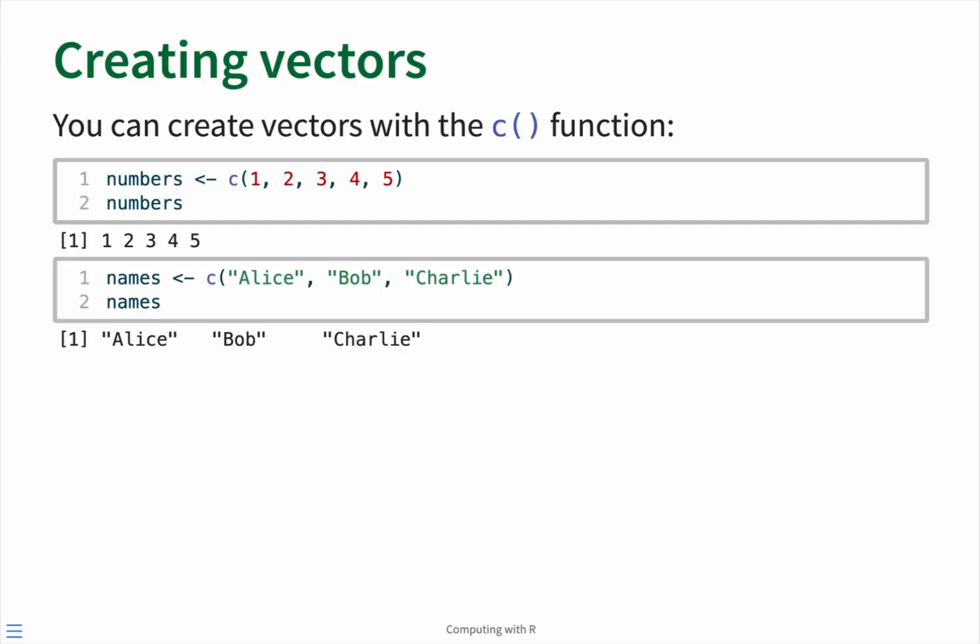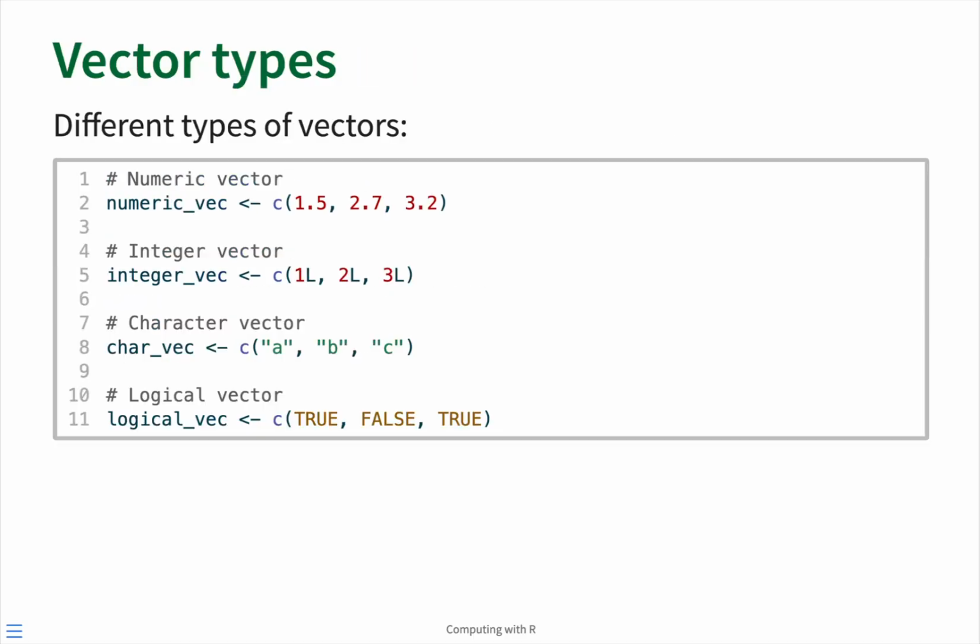So if we wanted to create a numeric vector, like you see in this top example, we could put a list of numbers separated by commas within the c function. Or in the second example, we could have a series of character strings, again, separated by commas. So those were numeric and character vectors, which hold numbers and character strings respectively.